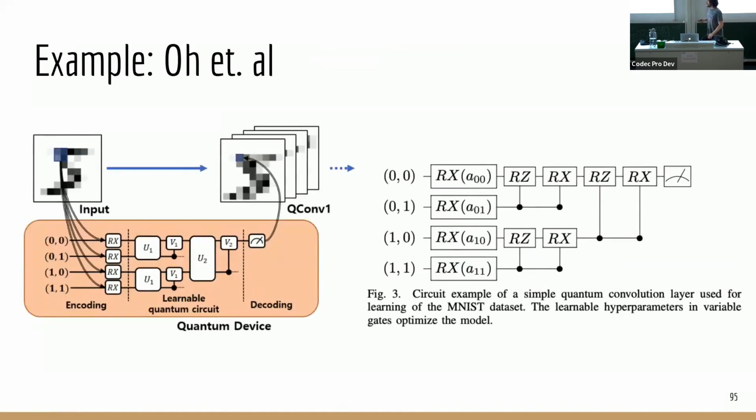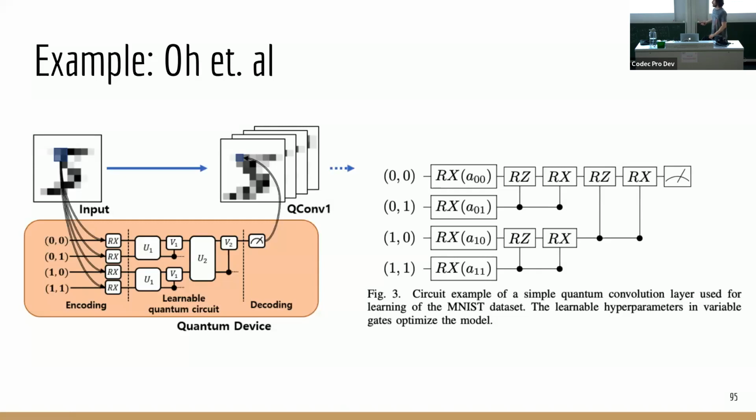A very, very basic example of such a hybrid architecture is from this paper by O et al. I believe that this was published in 2019. But this is the really basic, sort of hello world example of where this could go. In this paper, they tried to create a hybrid architecture that was just trying to classify the MNIST data set, so digit classification.